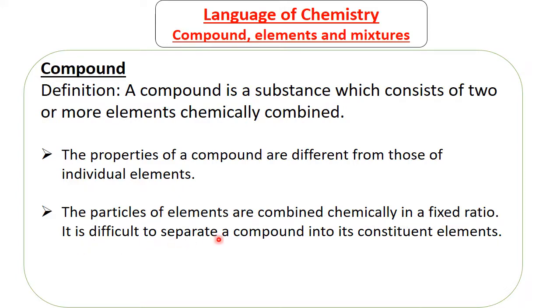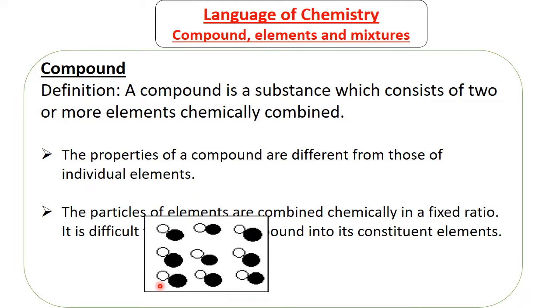It is difficult to separate a compound into its constituent elements. So that's one property of a compound. If you remember, we studied separation techniques, where we learned how to separate elements of a mixture. So for example, zig, we can separate sugar and water, but for a compound, it's not easy to separate the elements that make up a compound.